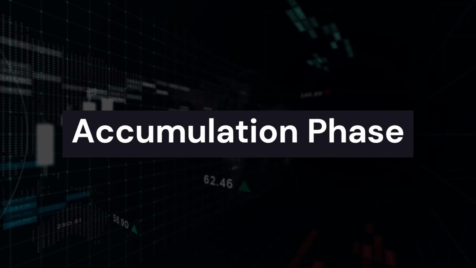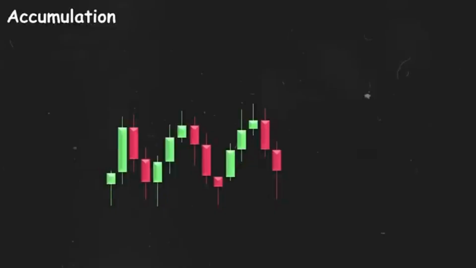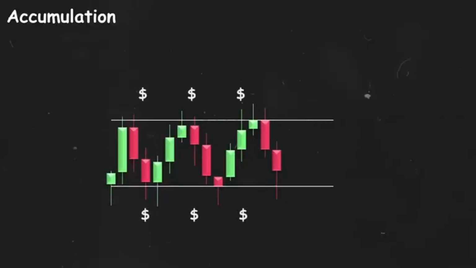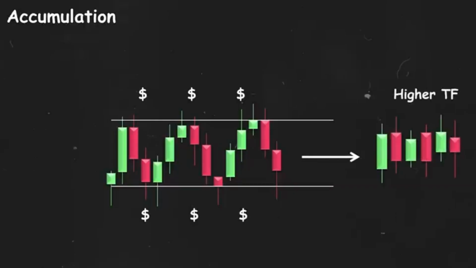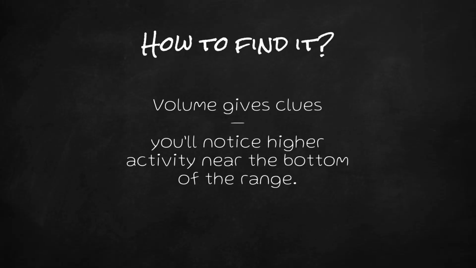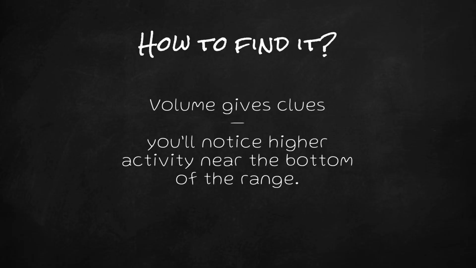First, accumulation phase. This is where smart money quietly builds positions. Price often moves sideways in a range after a downtrend. Retail traders think that the market is dead or unclear, but in reality, large players are buying heavily from weak hands. So, how to find it? Volume gives clues. You will notice higher activity near the bottom of the range.